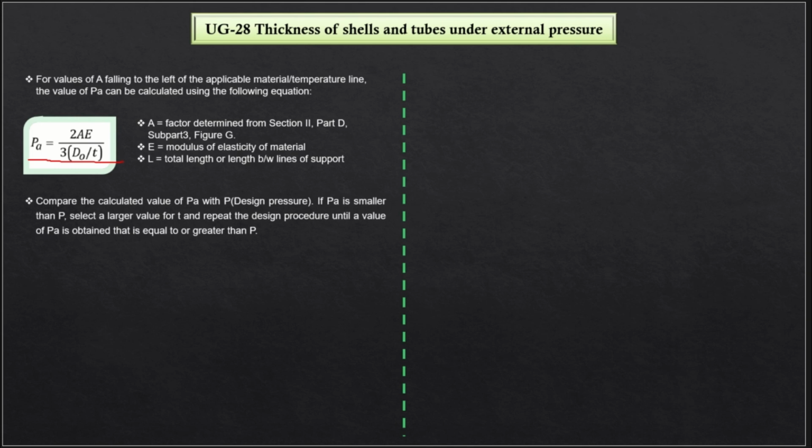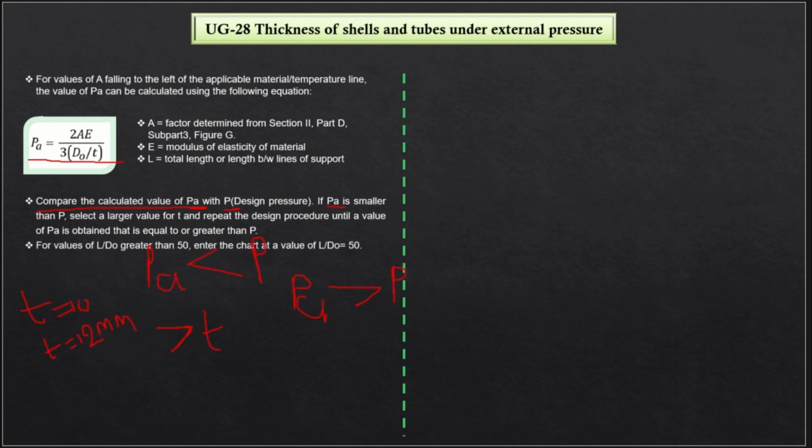After finding the external pressure, compare the PA value with our design pressure. P is our design pressure, PA is our maximum allowable external pressure. If PA is smaller than P, we need to increase the T value, the thickness value. Previously we took 10 mm, right? So we need to try the next, 12 mm. Like that we continue until PA is greater than P. Then only our calculation is satisfied. Otherwise, it will be rejected by the inspection specialist.